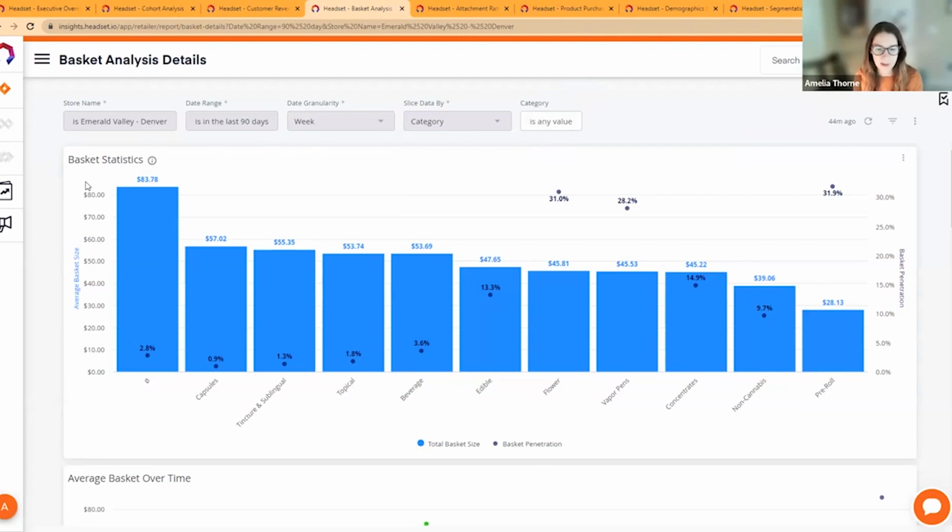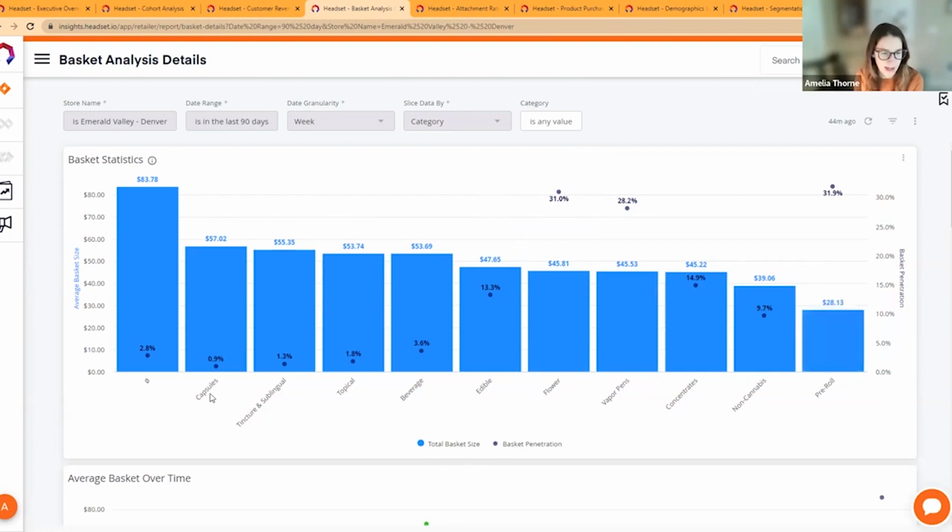This will give you an idea of basket penetration and what that total basket size looks like when a certain category is showing up in a basket. So this flower, for example, stands out to me. It's no surprise that flower is probably going to be the highest percentage of basket penetration. Pre-rolls are also pretty commonly higher basket penetration. And then we can see what that total basket size looks like. So when flower's in the basket, it looks like it's almost 46 bucks for a basket. And when pre-rolls are in a basket, it looks like it's about $28, which makes sense. Pre-rolls is usually a lower price point item.